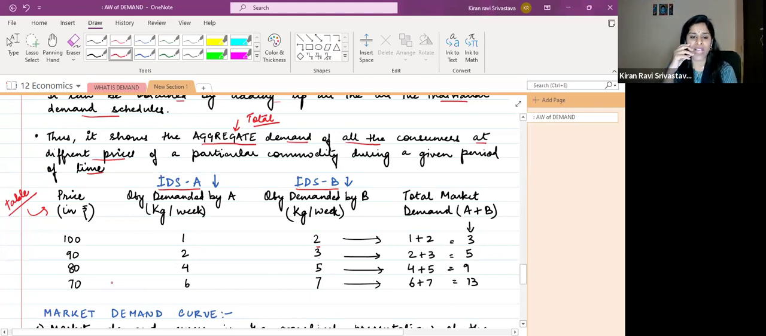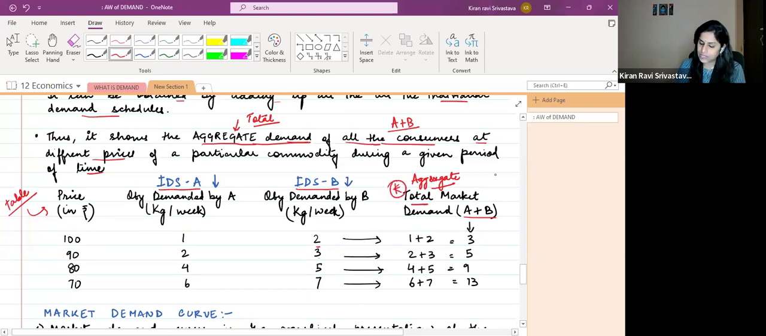Now, you may ask me, ma'am, why is B demanding more than A? Because in the market, we can have different kinds of people, so it depends upon their requirement. Now my concern here is what is my total or aggregate market demand? Because I have mentioned that it shows the aggregate demand of all the consumers, and here my consumers are A plus B. So the total market demand of A plus B is my actual data which I am looking for. This is the market demand schedule.